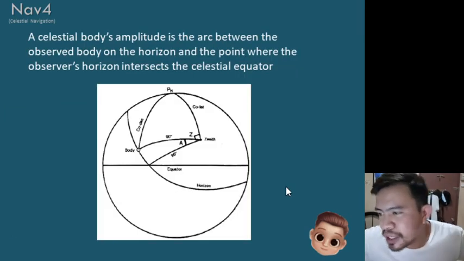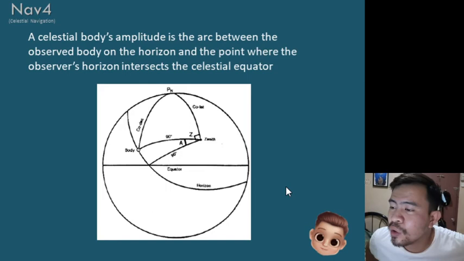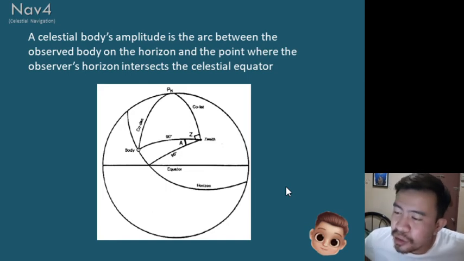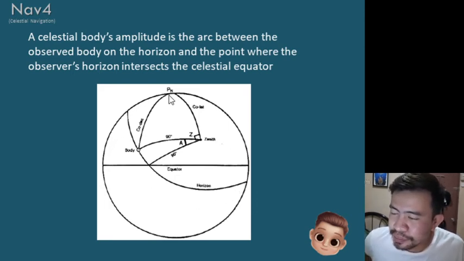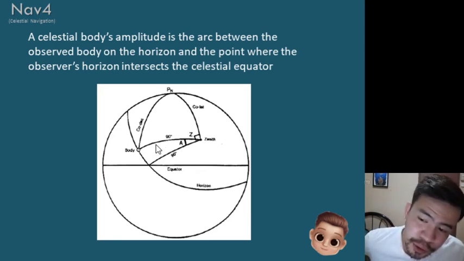We have your amplitude. A celestial body's amplitude is the arc between the observed body on the horizon and the point where the observer's horizon intersects the celestial equator. For example, we have here the horizon. And we have your polar north here, then the body. Then the zenith distance. And then there is an angle formed here because of the arc between the observed body on the horizon and the point where the observer's horizon intersects. Now, this one is the meridian of our zenith, or the vertical circle. So the angle being formed here becomes your amplitude.